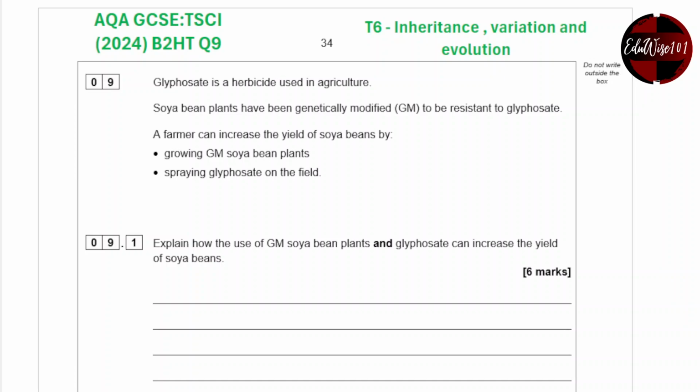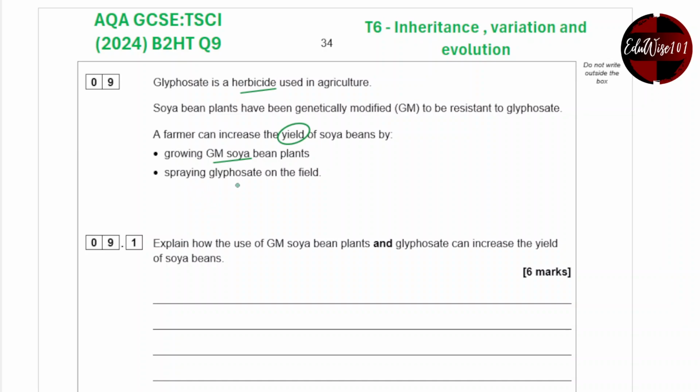Soybean plants have been genetically modified, or GM plants, to be resistant to glyphosate. A farmer can increase the yield. Increasing the yield means producing more of the soybeans by growing GM soybean plants. Remember, GM soybean plants are resistant to glyphosate. If it's a herbicide, that means it kills weeds. It won't kill the soybean plants.